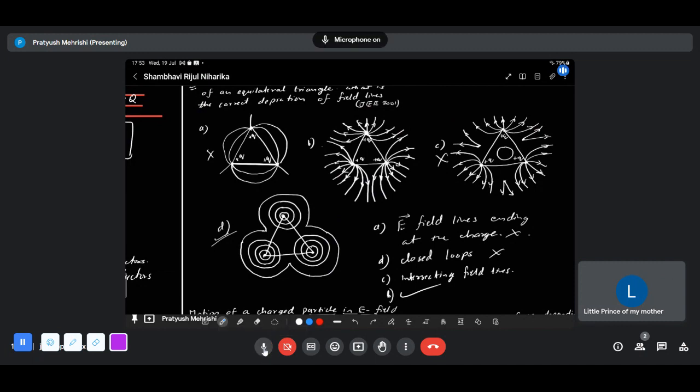How and why? Because field lines should not intersect each other. They cannot form closed loops. In option D, they are forming closed loops.